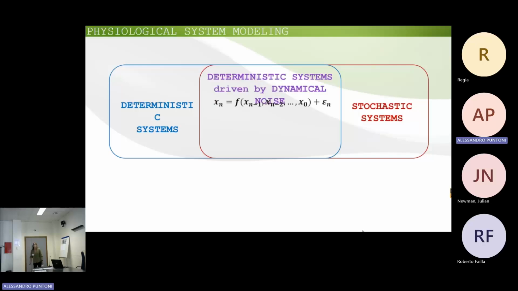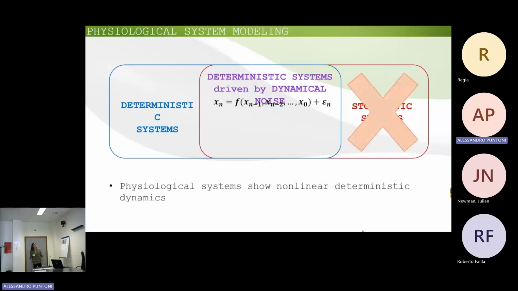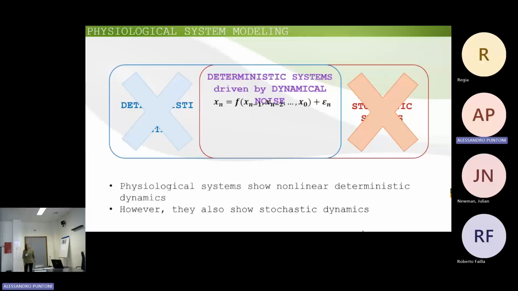Now, physiological systems are well known to show nonlinear deterministic dynamics, so they cannot be considered as fully stochastic. But there is also evidence of the presence of a stochastic component that intrinsically modifies the dynamics, so they cannot be considered as fully deterministic. So the best way to model this kind of system is to consider them as deterministic systems driven by dynamical noise.